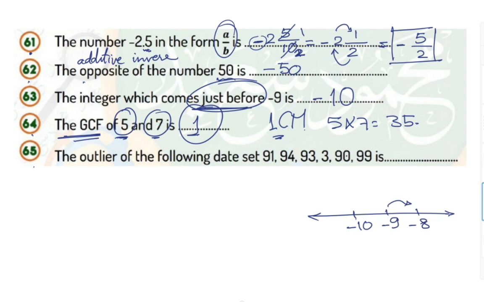Last point, the outlier of the following data set. You have 91, 94, 93, 3, 90, 99. All of these are in the 90s. But this one is the outlier. Just 3. Let's complete the questions.